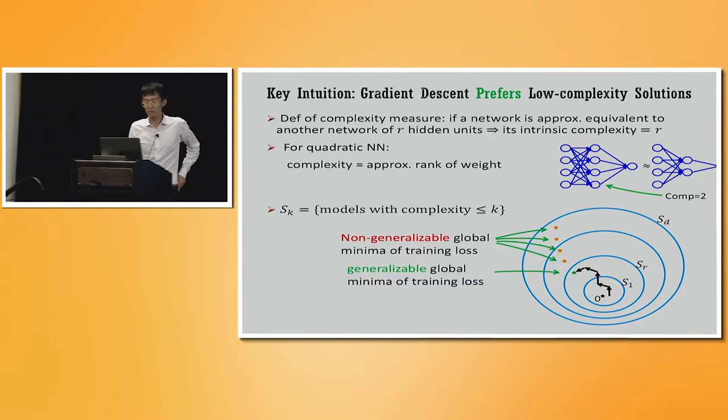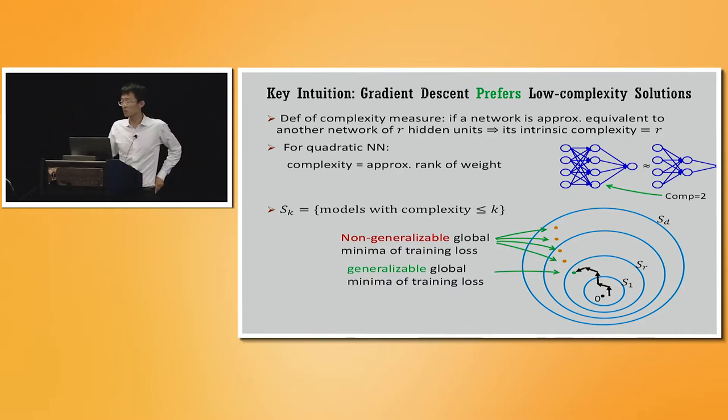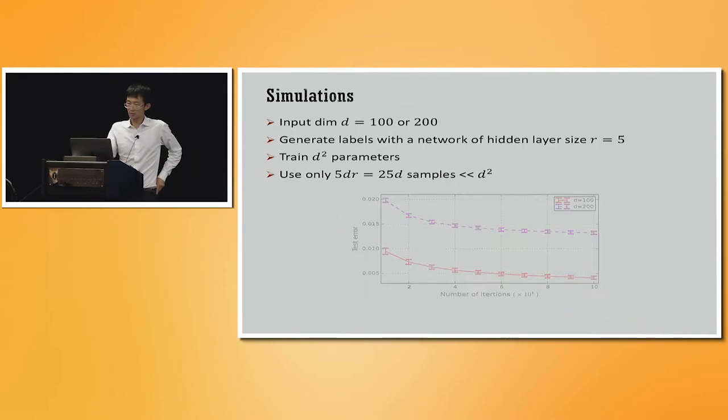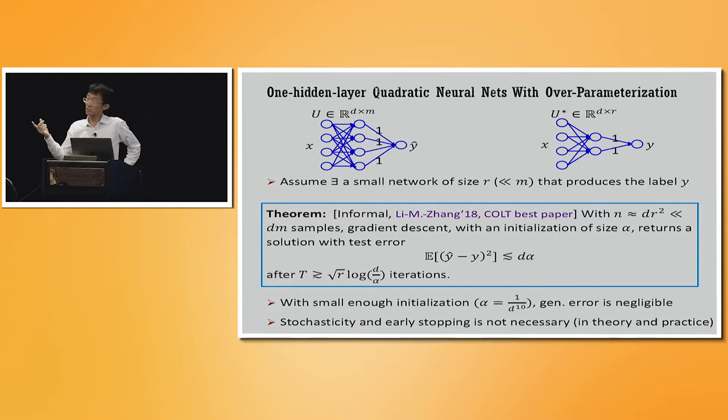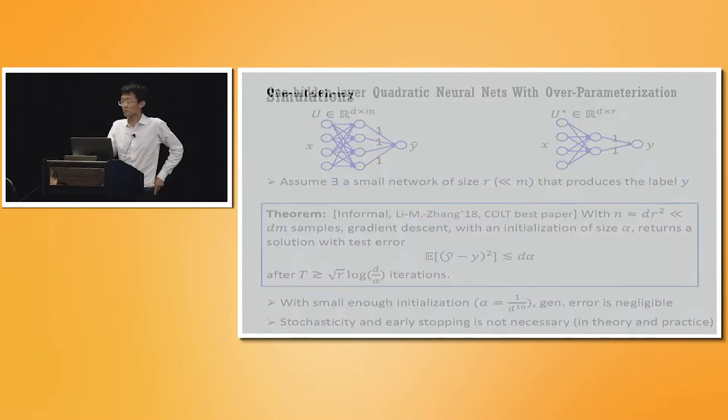We don't make any assumptions on the input dimension, so it could be large. So the only dependency on the input dimension is this. The test error depends on the input dimension, but it also depends on the initialization. So you can make the initialization smaller to cancel out the influence of the input dimension. So that's basically the only dependency.